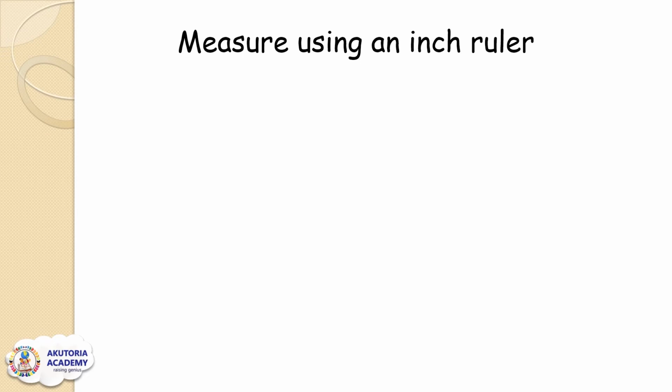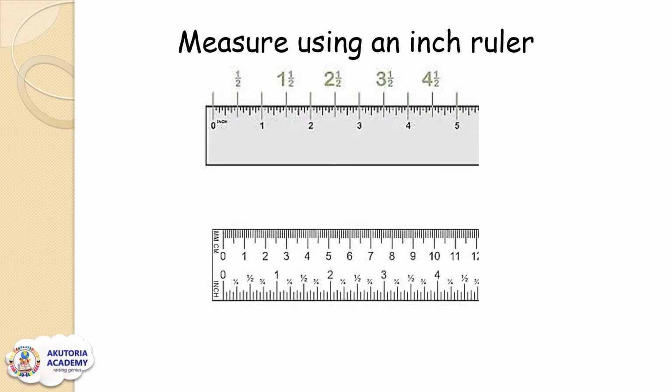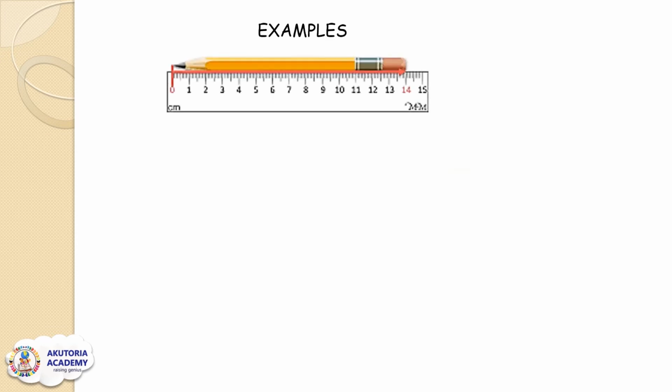Now, let us see how we can measure using an inch ruler. This picture below shows an example of an inch ruler you might be coming across. An example, if we are to measure the length of this pencil, we do that by placing the tip of the pencil at the starting point of the calibration on the ruler, which of course is at point 0, and hence look at the length of the pencil on the end point of the calibration on the ruler, which is at point 14. And hence, if we are to find the length of this pencil, we can simply say that the length of this pencil is 14 centimeter.